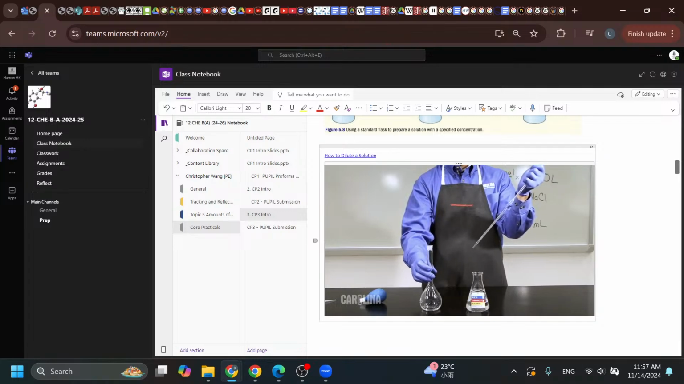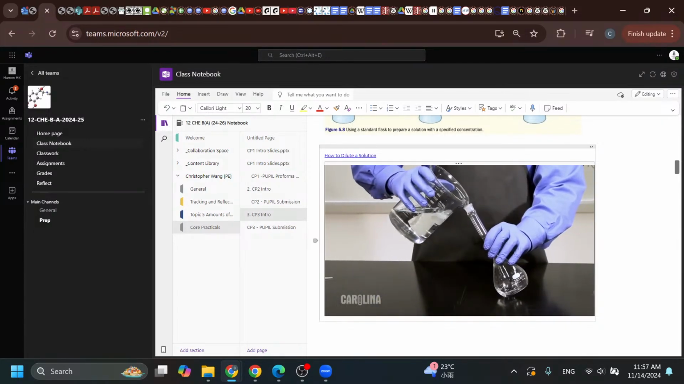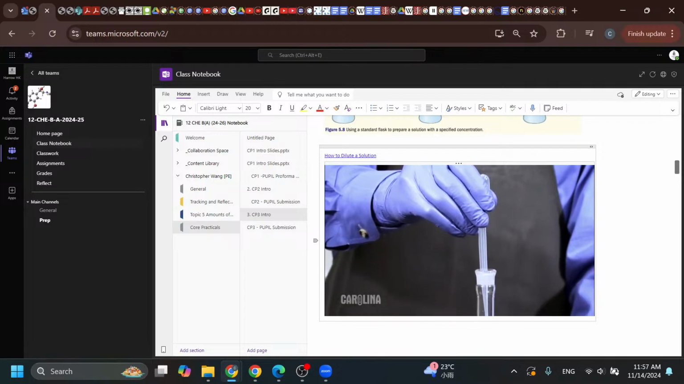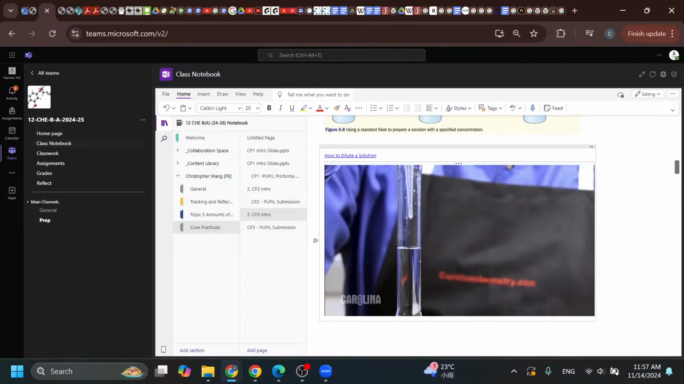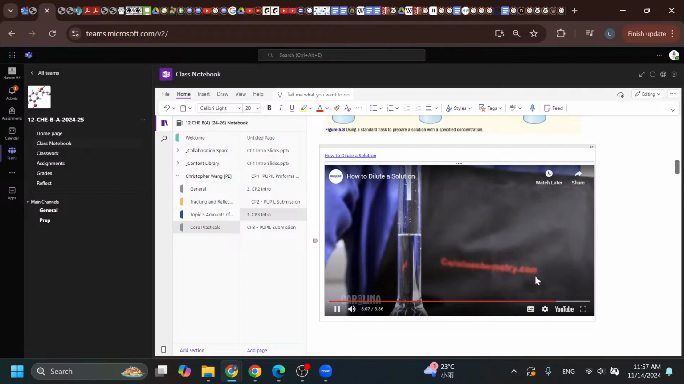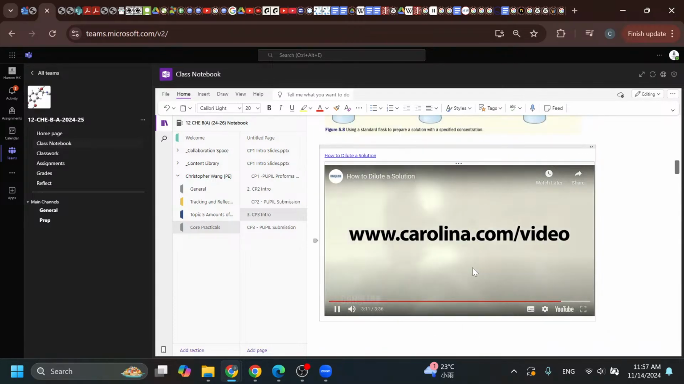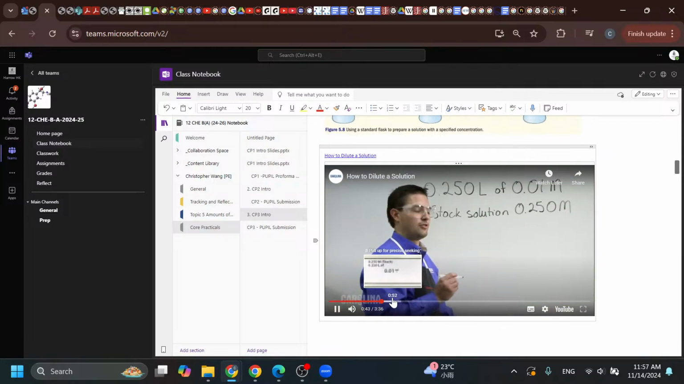Remove the pipette and follow the same procedure as before, filling the volumetric flask with solvent, again monitoring the meniscus until the exact volume is reached. You've now learned how to prepare a dilute solution from a stock solution. To see how to prepare a stock solution, you can view our solution preparation video.